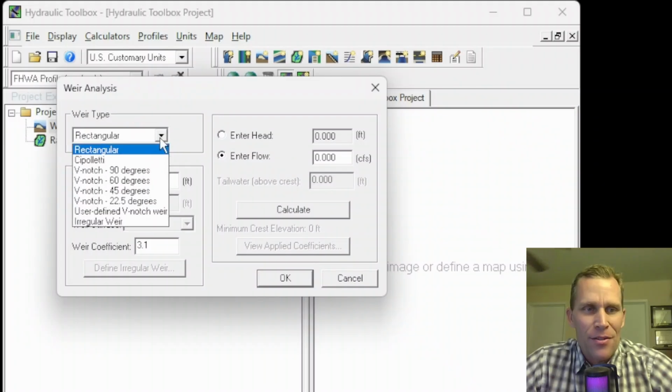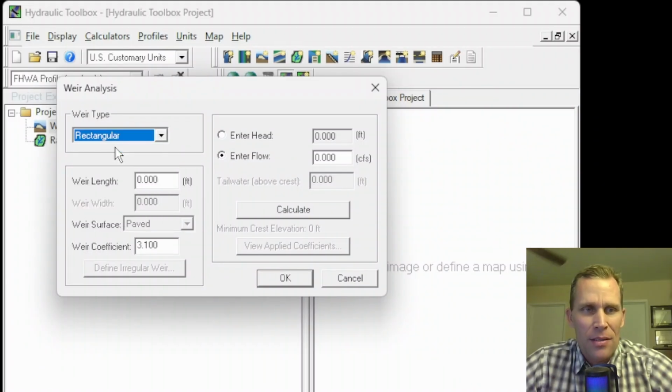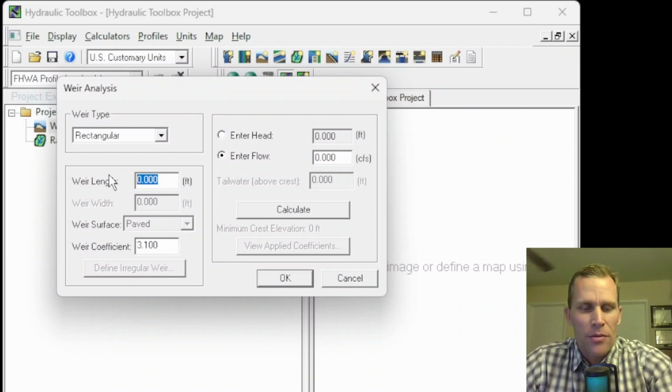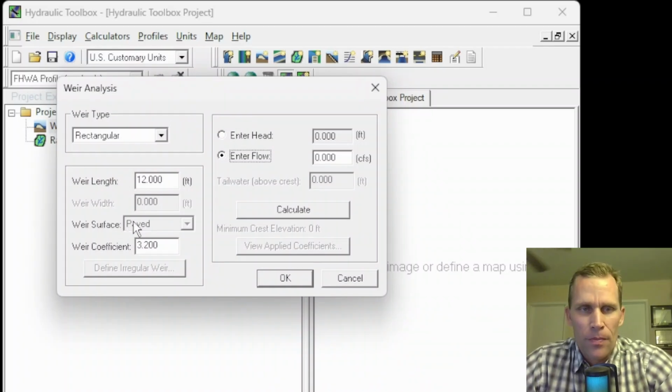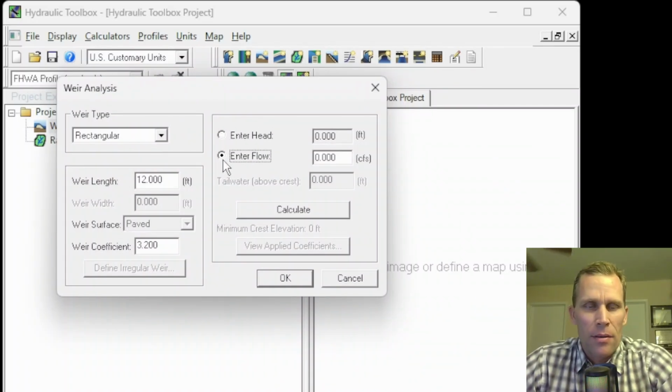The Weir type is rectangular, so that's already selected and good to go. The weir length, this is the width across the weir, was given as 12 feet. The weir coefficient was also given as 3.2. Over here on the right side, we need to enter the head or the flow. We're going to enter the head because that's what we were provided. The flow is what will be calculated.